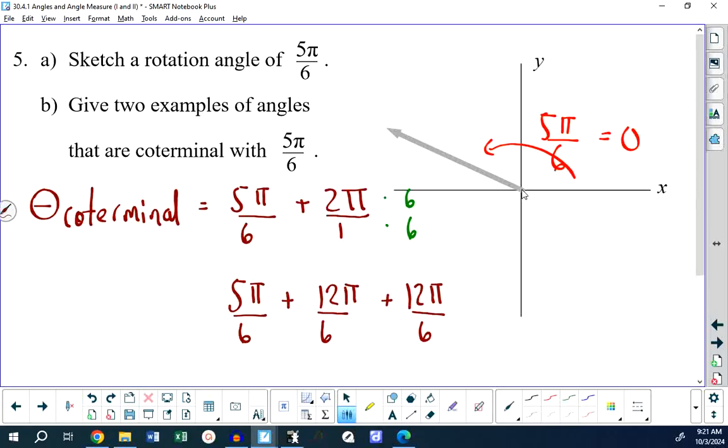So if I add 12 to 5, I get 17 pi over 6. If I take 12 away from 5, I get negative 7 pi over 6. My brain just locked up there for a second. If I take away from 5, 12, I get negative 7. If I take another 12 away, I get negative 19. Are you with me here? Okay, pretty easy stuff.